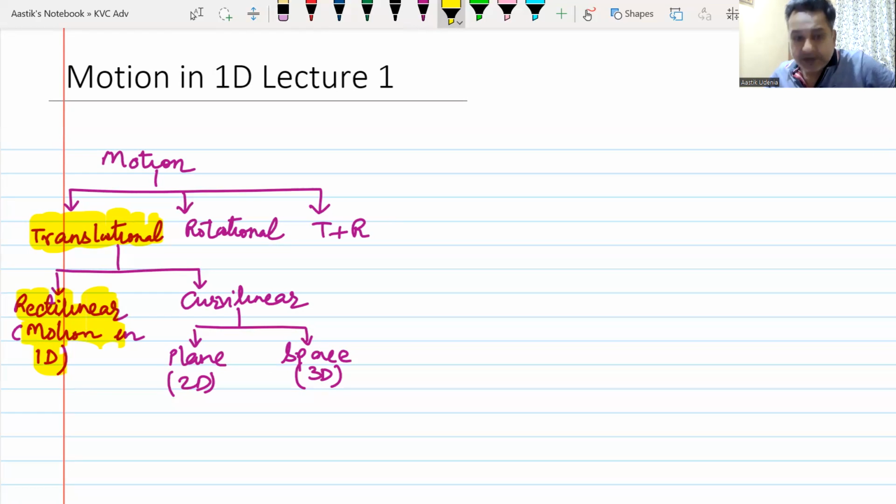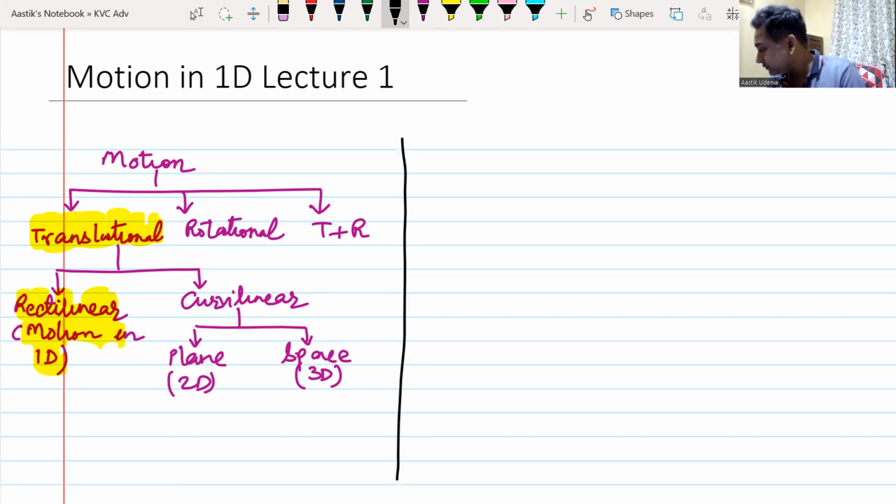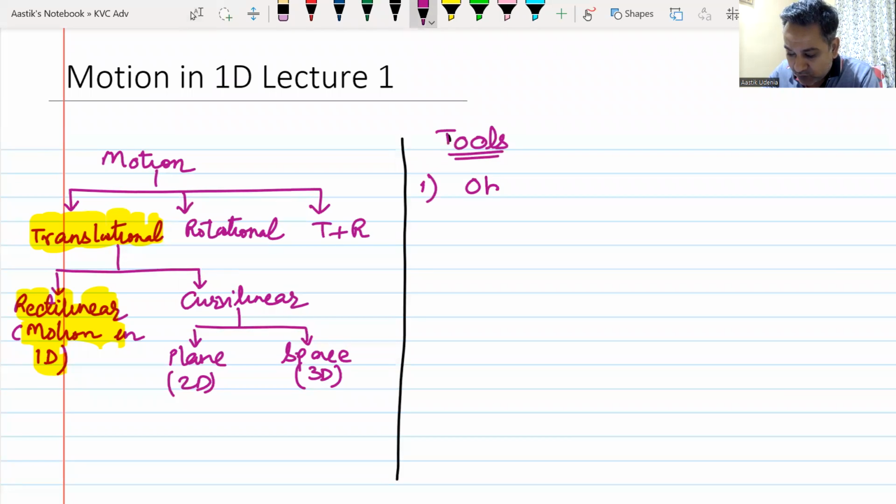Yes, sir. Now, once we understand what we mean by motion and the different types of motion, we must also understand what we will need to study this motion. So what are the tools required to understand this motion? If I have to study the motion, what are the tools we require? The first thing that we require is an observer.